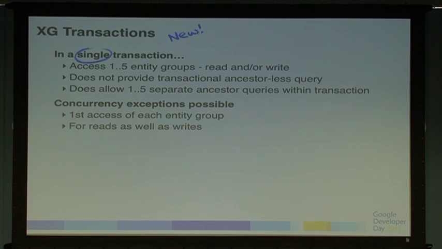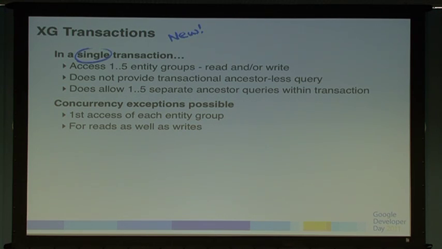The thing that might surprise you initially is that you can get those concurrency exceptions also for reads. So if all you're doing is making, say, 3 ancestor queries for 3 different entity groups, and you do that inside of an XG transaction, what will happen is the datastore will get the results for the first entity group and pull those in. Then it goes to the second one, gets the results and says, oops, the first one changed, and then puts everything back and says, okay, you have to try again, concurrency exception.